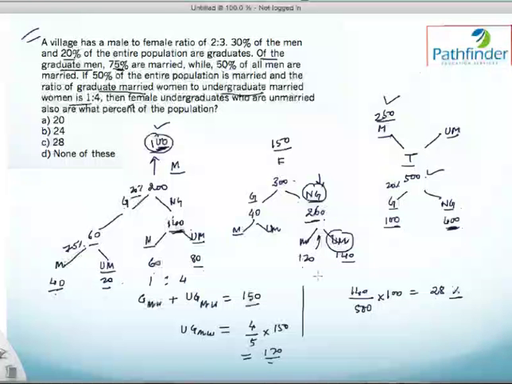Now this question could have very well been: what percent of females are undergraduate and unmarried? In which case your answer would have been 140 divided by 300, because there we are asked to calculate the percentage of females. But in this particular question we are asked to calculate the percentage of non-graduate women who are unmarried of the total population. And because it is of the total population, we took 500 in the denominator. Your answer clearly is 28%. I hope that helps and that settles your doubt.